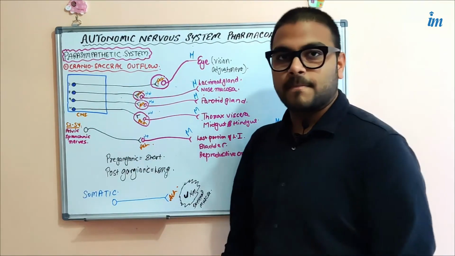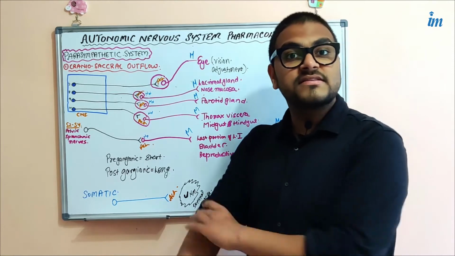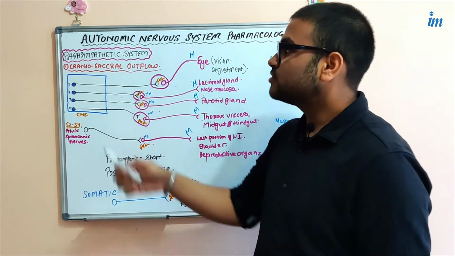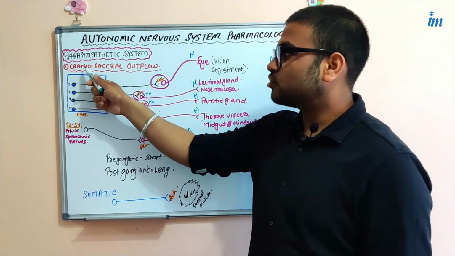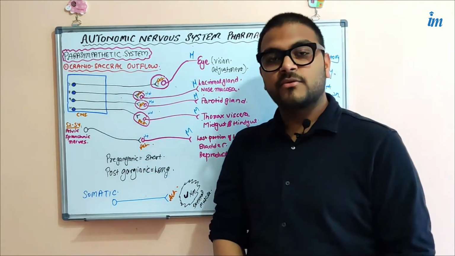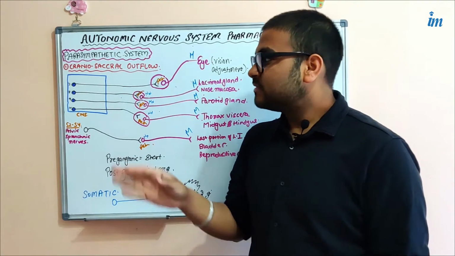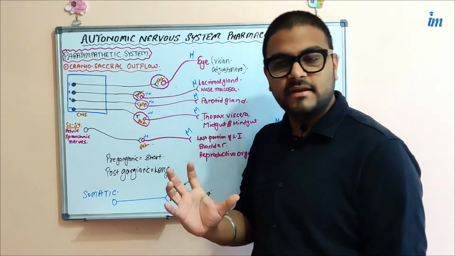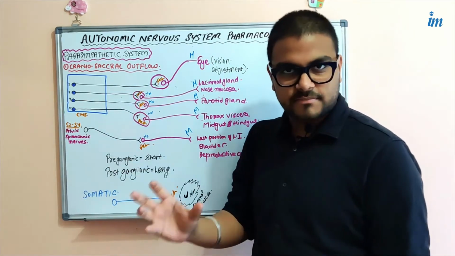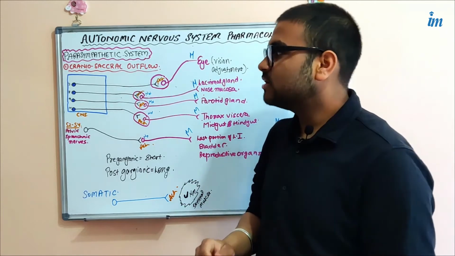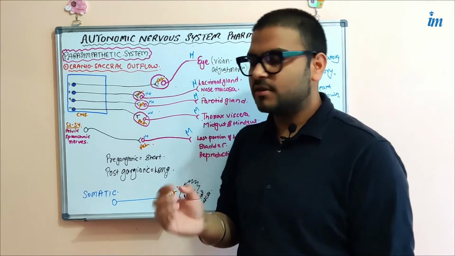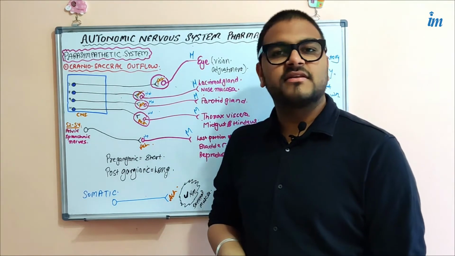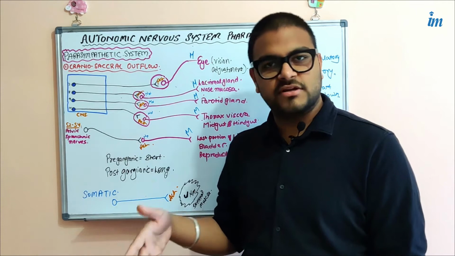Parasympathetic nervous system anatomy. From where are the nerves in the parasympathetic nervous system originating? The parasympathetic nervous system is also called craniosacral outflow. Craniosacral means that the neurons originate from the cranium, that is your brain, and from the sacrum part of your spinal cord. So where from the cranium? We know that there are nuclei of the cranial nerves. We have various cranial nerves: first, second, third, fourth, and so on.